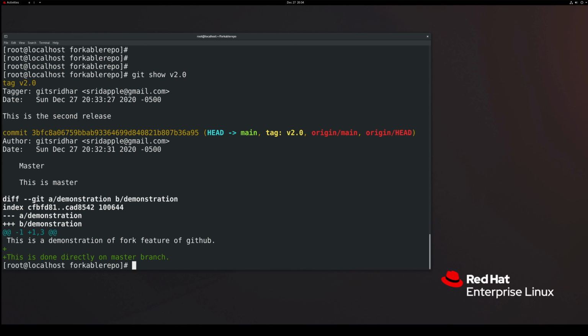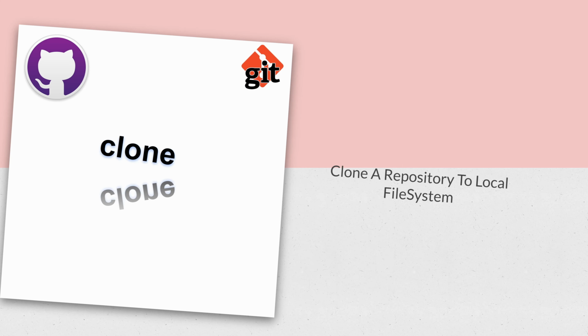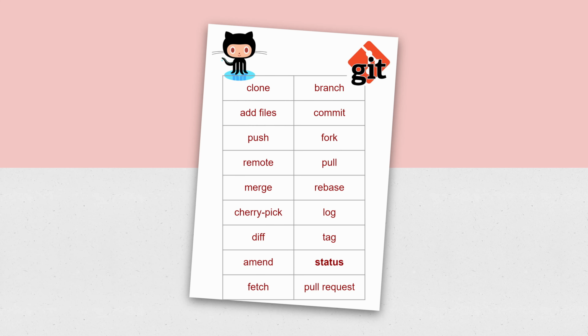So now I would like to end this presentation with a recap. So let's go back to the chart. So we started with clone. Before that, we created the repository on the GitHub account, and we could do it either through the browser or through the command line as well. And then we understood the git status command. We have been using the git status command quite a lot in this presentation.